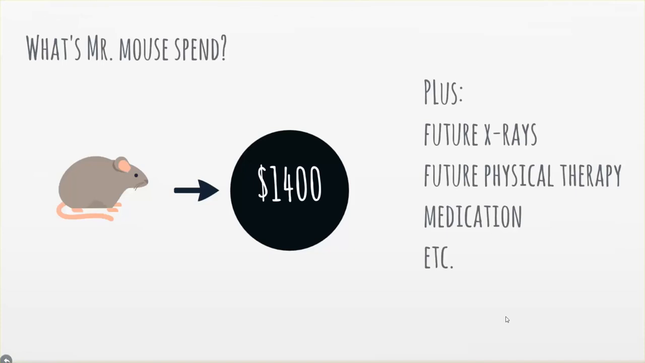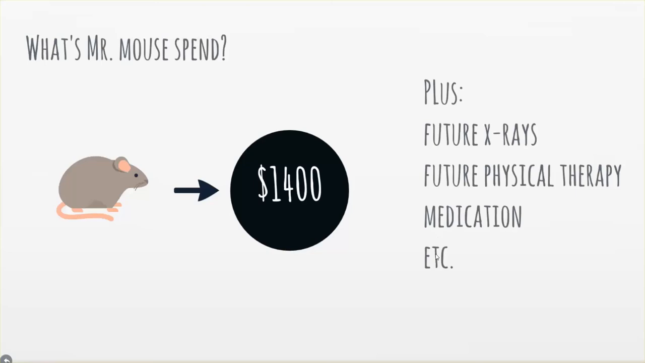So in total, Mr. Mouse ends up spending $1,400 on that total hospital bill for one hospital visit, which is double his $700 deductible. And then what he also has to consider are future x-rays, future physical therapy, medication, etc., etc. Those are all their own separate bills where the deductible will be applied again and again.